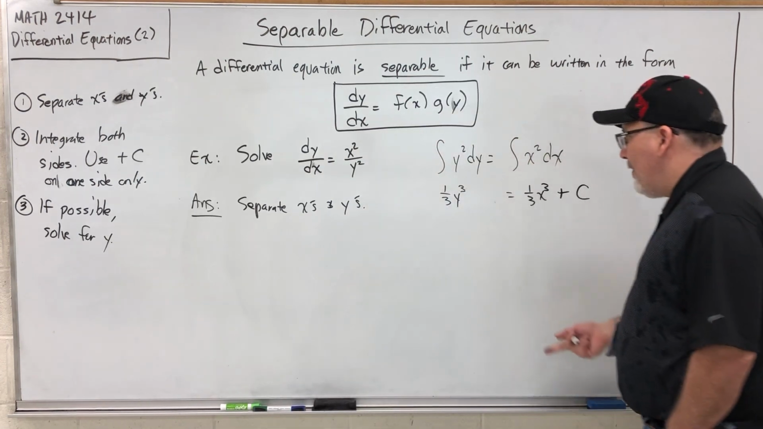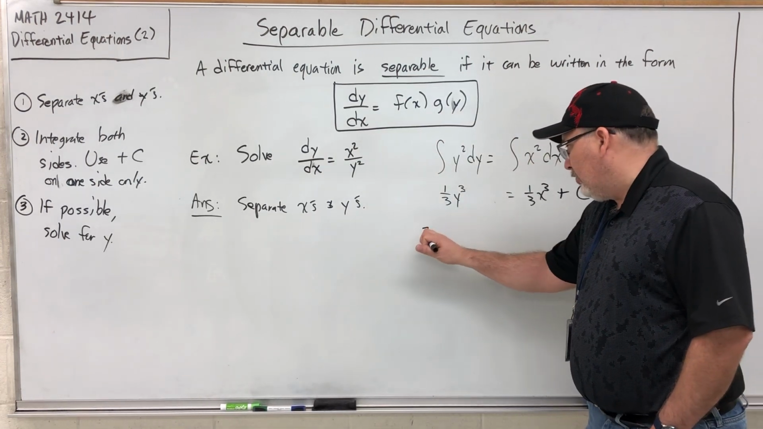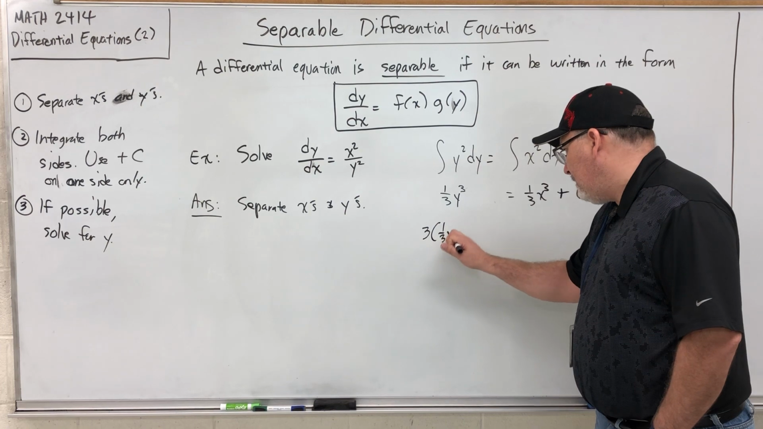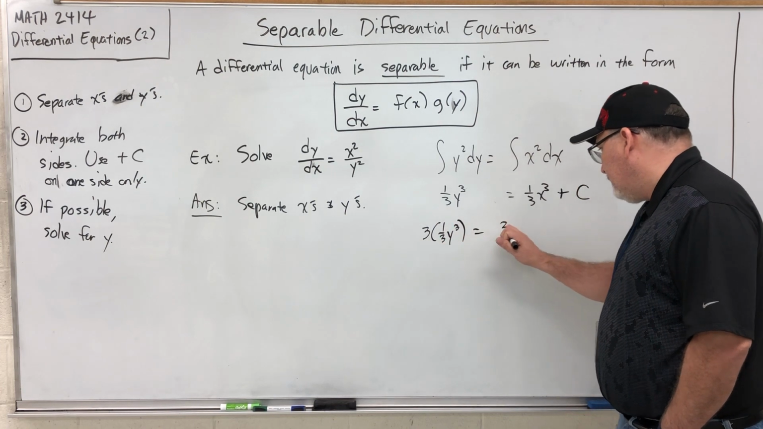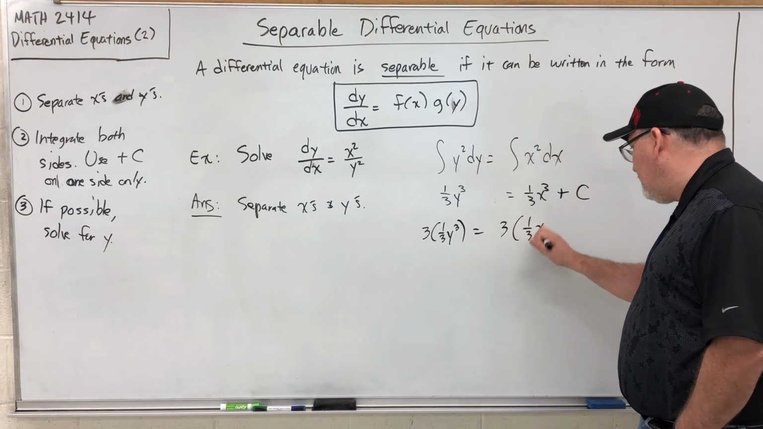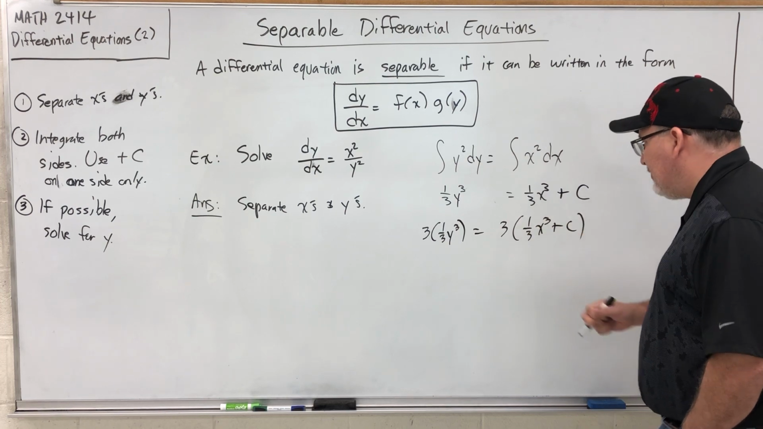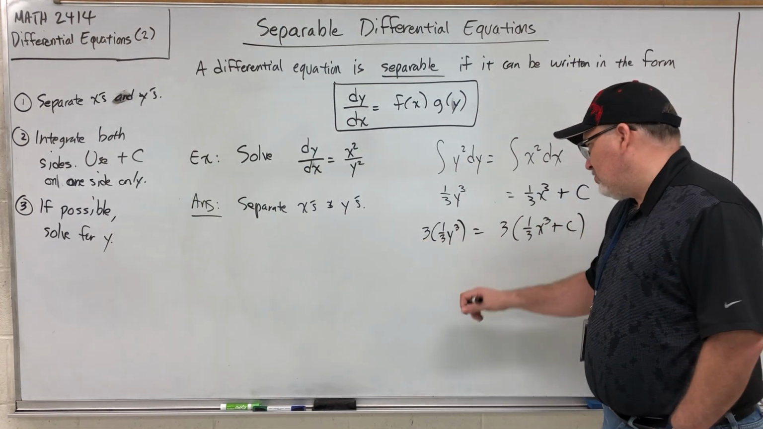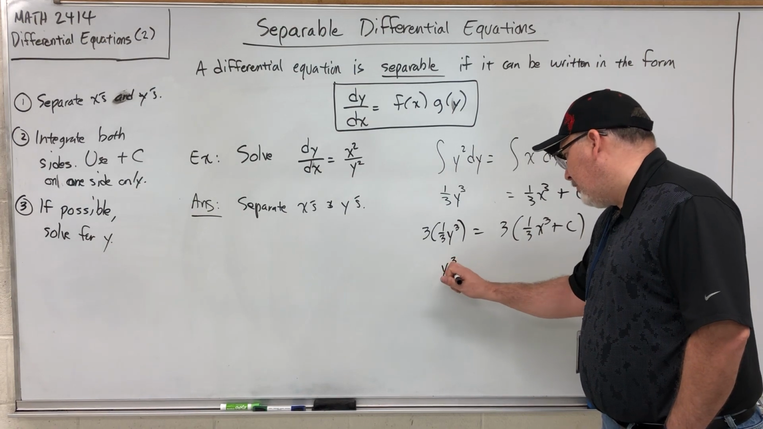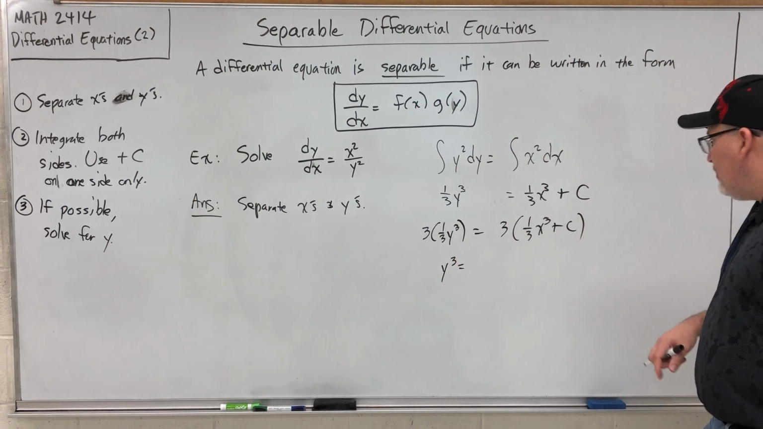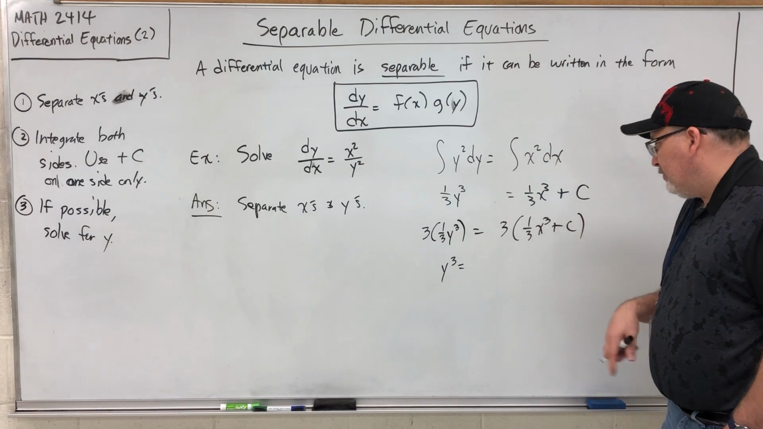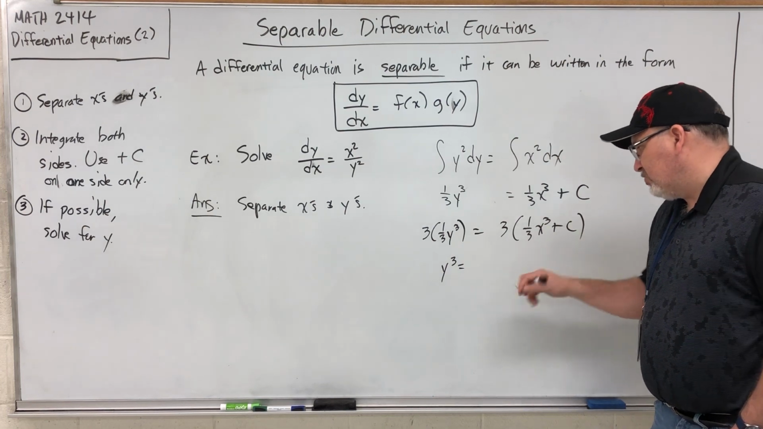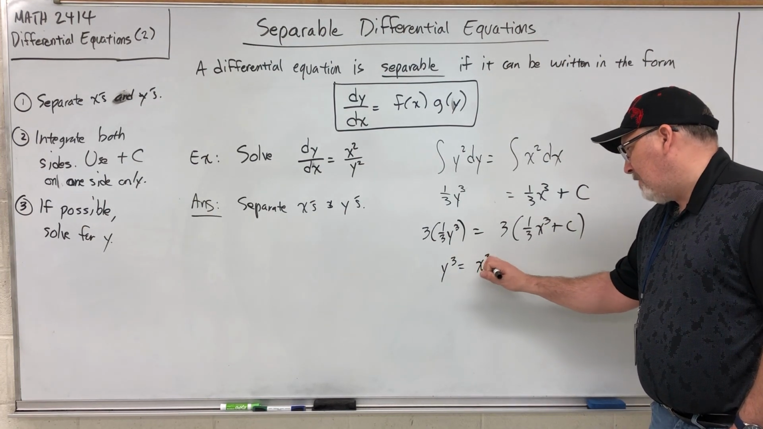All we have to do is get y by itself. We can start by multiplying both sides by 3. And let's see what that does. In practice, I would think multiply by 3 and then just write the results. The 3 would cancel the 1/3 on the left, leaving a y to the 3rd power. The 3 would distribute on the right. When it multiplies by the 1/3 x cubed, it cancels the 1/3, leaving x to the 3rd power.